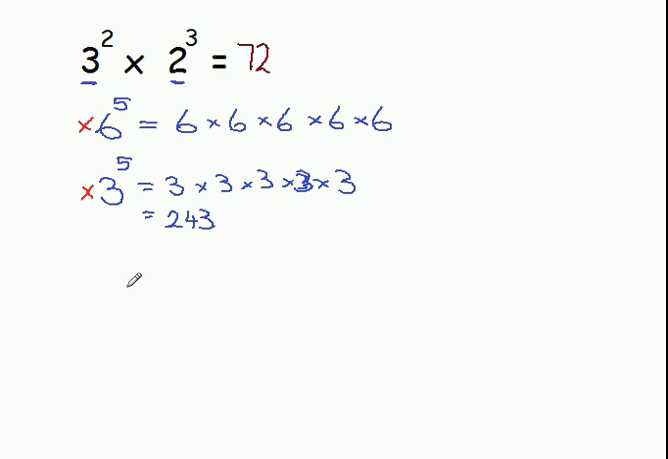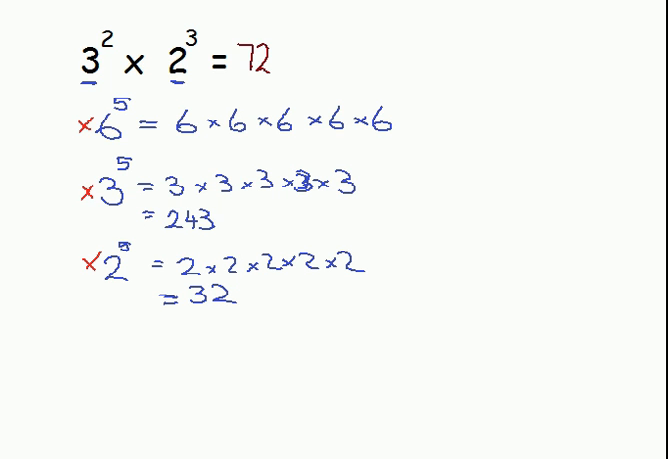Let's try taking the base 2, and adding up the indices for 5 there. So that's 2 times 2 times 2 times 2 times 2, and that's equal to 2 times 2 is 4, 8, 16, 32. So that's no good either.